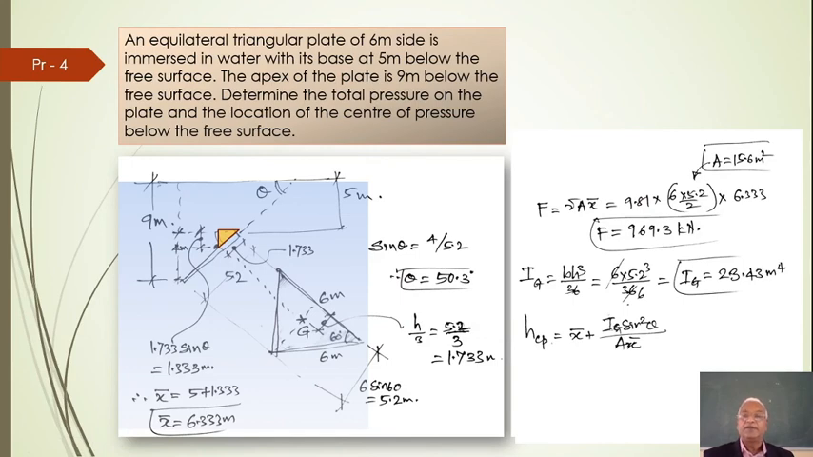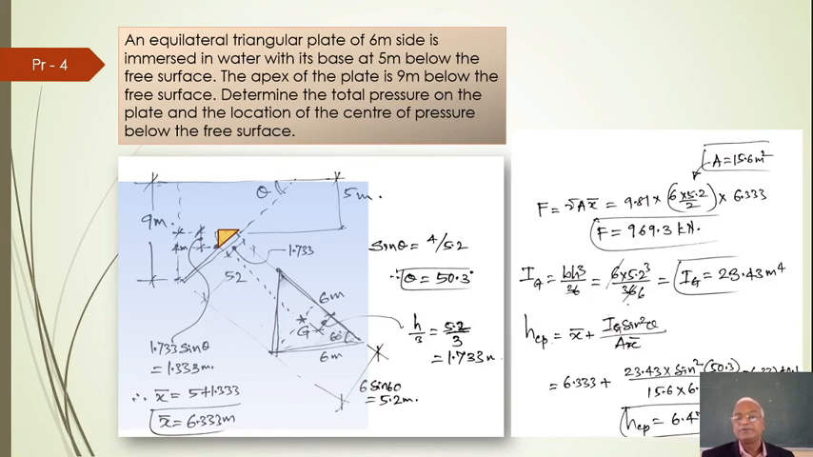Now if I want to calculate h CP, I need x bar plus Ig sin squared theta divided by A x bar. Ig I have to calculate. The centroid is here, the moment of inertia parallel to the base axis. This one is Ig, which is given by b h cubed by 36. So 6 into 5.2 cubed by 36. So Ig becomes 23.43. I substitute all that. Theta is already worked out, area is worked out.